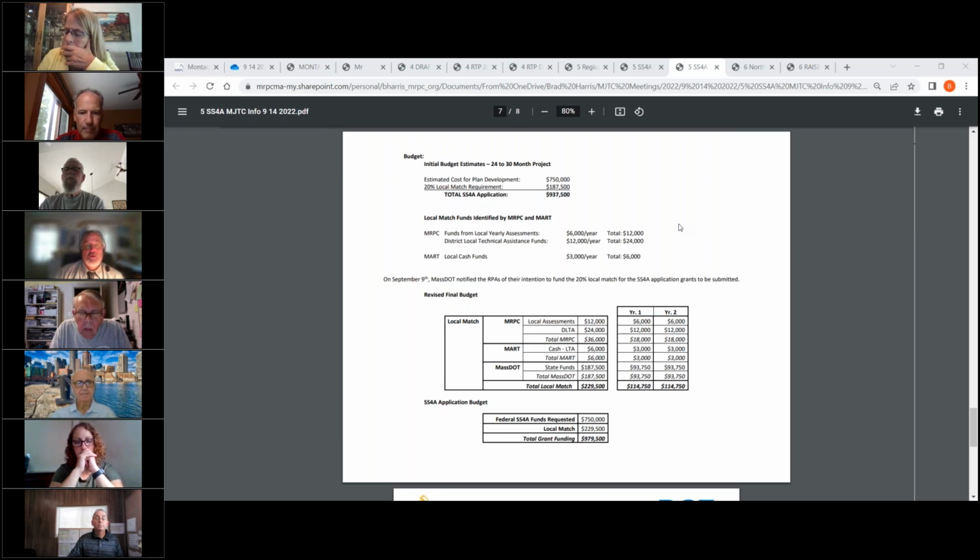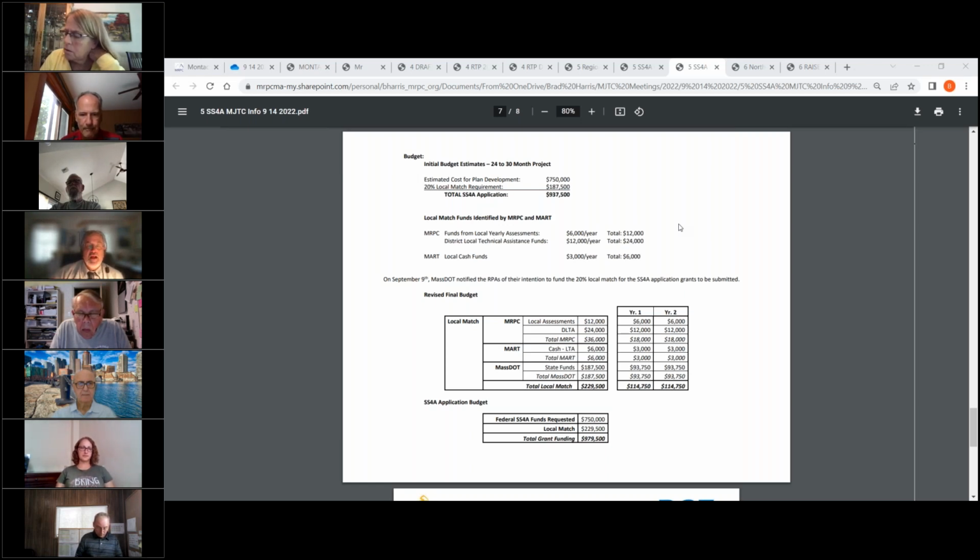And then there's the District Local Technical Assistance Program, or DLTA. We get funds every year from the state to do certain local technical assistance projects. The Comprehensive Planning Department sends out notices every year, twice a year, asking for input from communities on what they'd like to see done. We figure we could ask for $12,000 per year from those DLTA funds, so that would be a $24,000 match there. And then MART has indicated they're willing to put in $6,000 over the life of the program, so $3,000 per year.